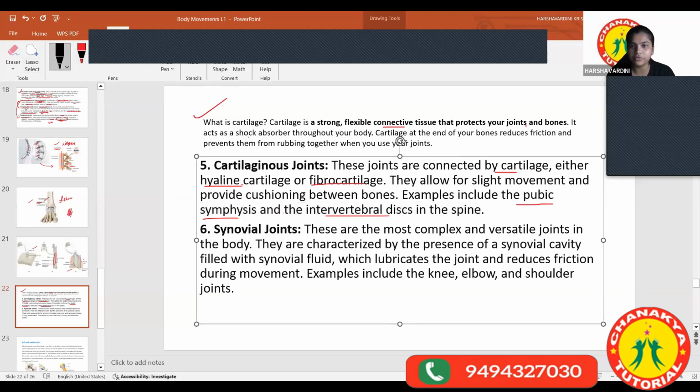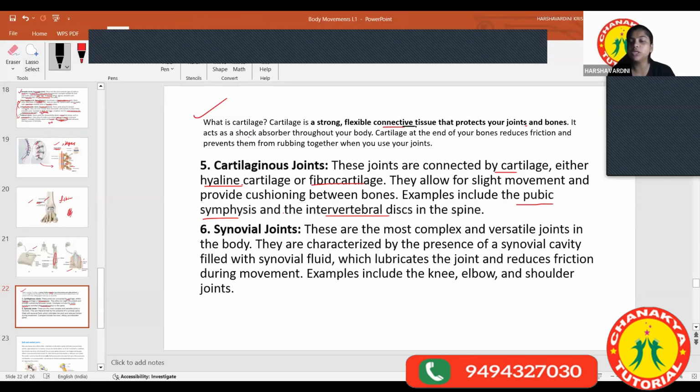Mom, cartilage and ligaments help in connecting the joints. Actually, the main purpose of cartilage is not connecting. You see, it's a connective tissue that is going to protect your joints. They are not like ligaments. They don't play an important role like ligaments. They don't act as ligaments.